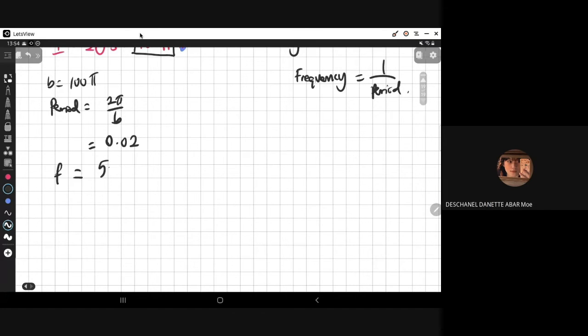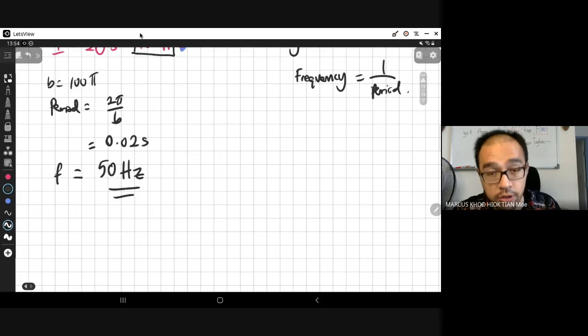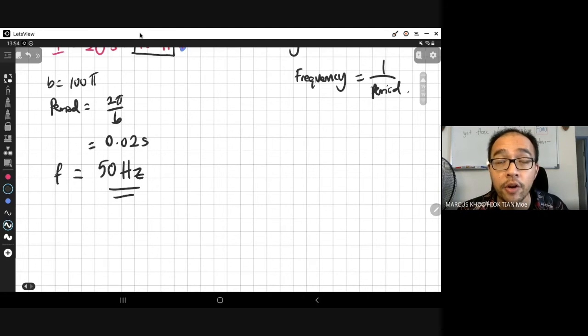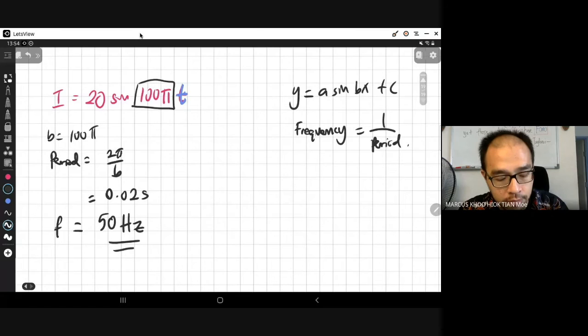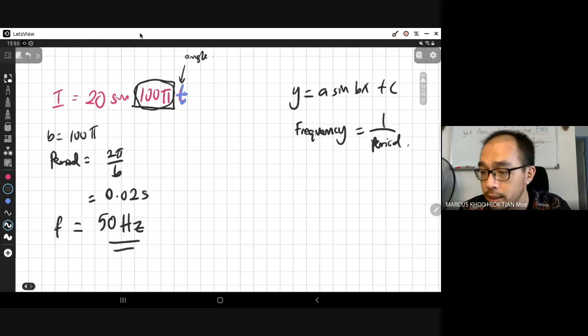50. Okay, it will be 50. And if you are familiar with the unit of frequency, it will be 50 hertz. Okay, the period is 0.02 seconds. But again, now we are seeing the use of this period formula, 2 pi over b. And remember, b is whatever number that appears before the angle. Before the angle, the one that tells how many cycles, that is the number b.